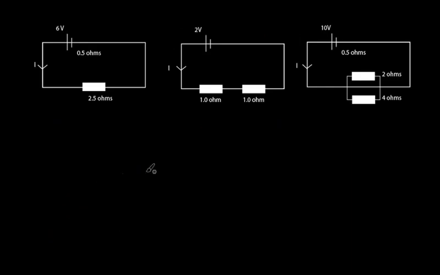So yeah, let's look at example number 1. In example number 1, let's write solution over here. Okay, so we have a cell offering a voltage of 6 volts, and then it has an internal resistance of 0.5 ohms. Then we have an external resistor which is giving us 2.5 ohms over here.